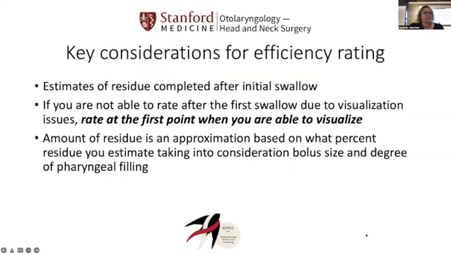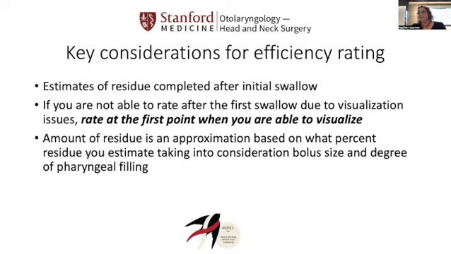So there's a couple of key things for doing the efficiency rating with DIGEST-FEES. The first one is that you want to estimate the residue based on the initial swallow. So if somebody spontaneously swallows 3 times to clear the residue from the pharynx, you want to just look at that first time, because we want to see what they can do on the first swallow, because normally we don't need to swallow 3, 4, 5 times to clear something. So we're just looking at their initial swallow.